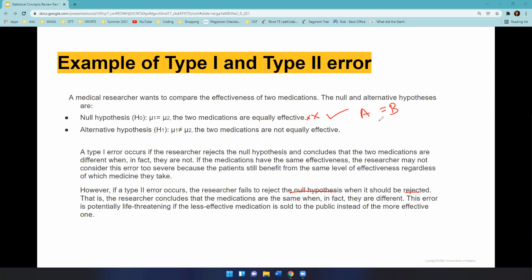So since we said both the medicines are equal, let's say medicine A was actually more effective. What will happen? All the patients taking medicine B would receive medicine which is less effective. So that could be fatal, life-threatening. So type 2 errors are more serious compared to type 1 errors, because we just said both the medicines are equal, but actually medicine A was more effective. So all the patients getting medicine B would not be treated as effectively as patients getting medicine A.